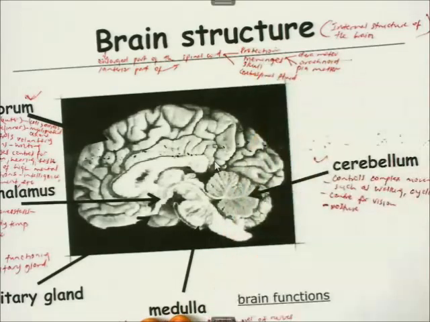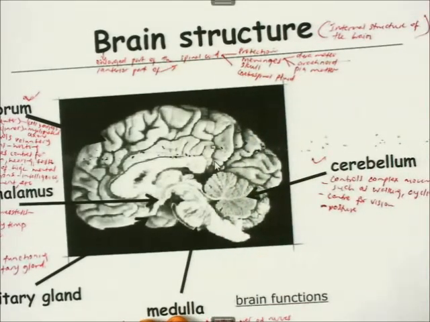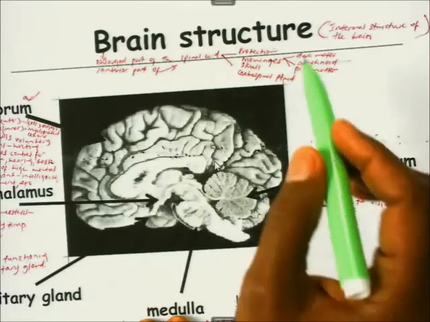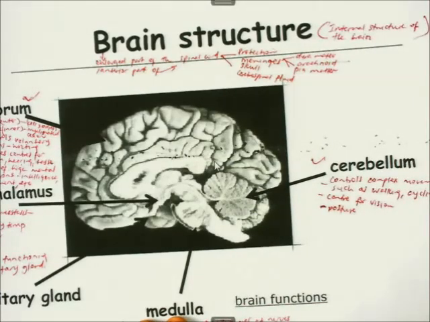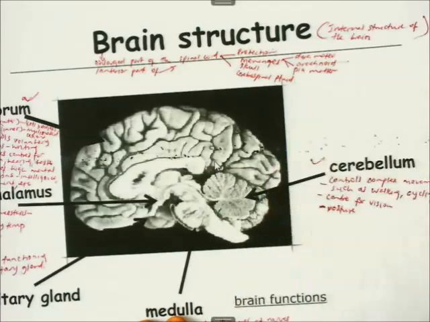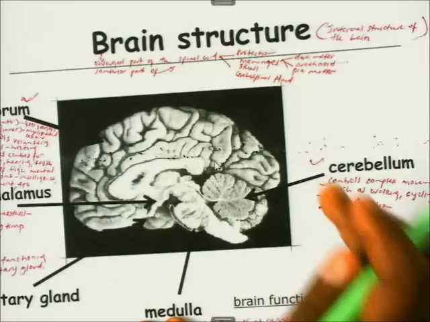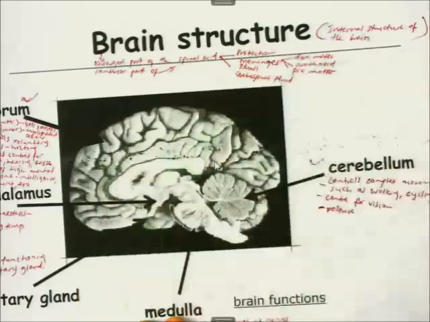Your brain again is protected by means of what? By means of the skull. It is also protected by a fluid which is called the cerebrospinal fluid. So the cerebrospinal fluid protects your brain by removing the waste products, by supplying the cells of your brain with oxygen, as well as what? As well as nutrients.